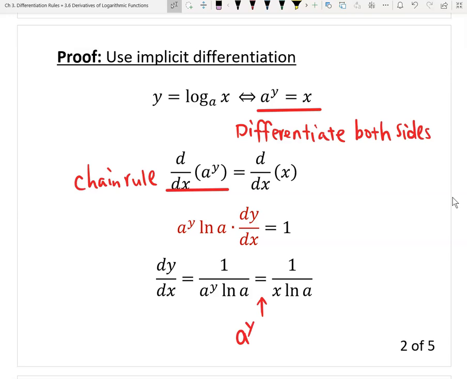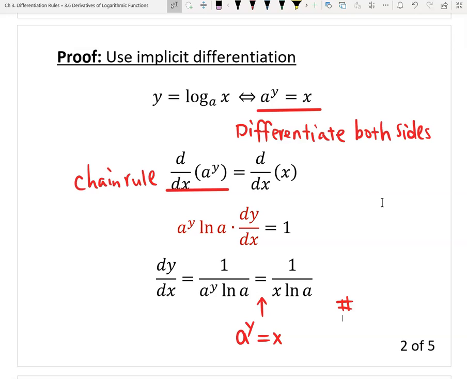Because a^y equals x, right? Can you see from the beginning? a^y equals x. A raised to the y power equals x. Therefore, a^y equals x. Plug it. This is already the answer. Have you seen? It's super easy, right? If we use implicit differentiation, okay, it's very easy to find the derivative of a logarithmic function. So that's good. This is the proof.